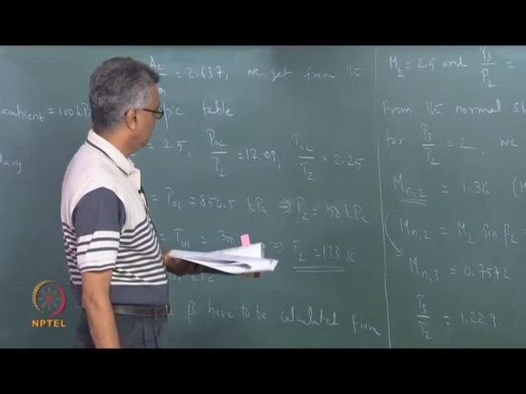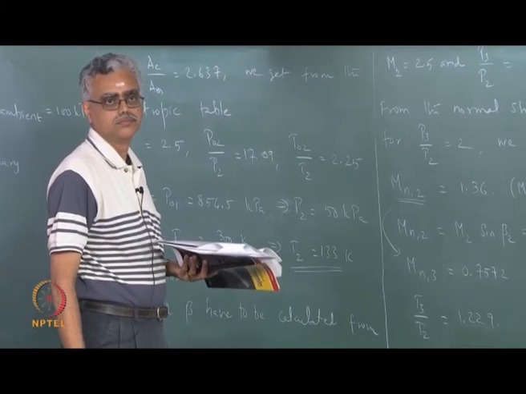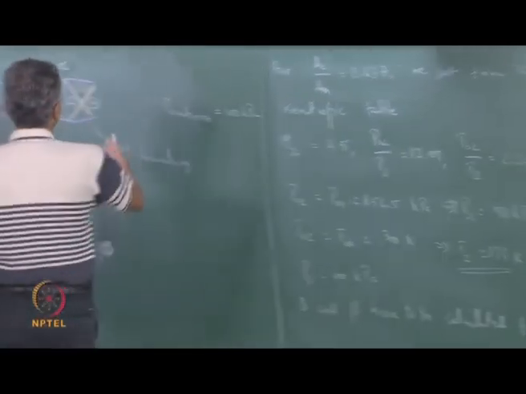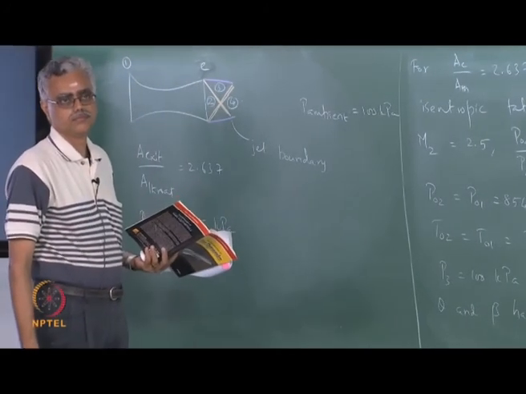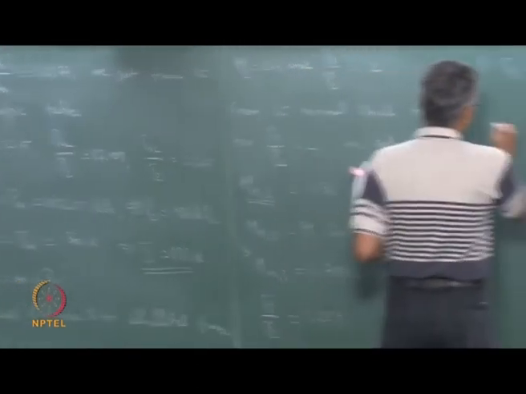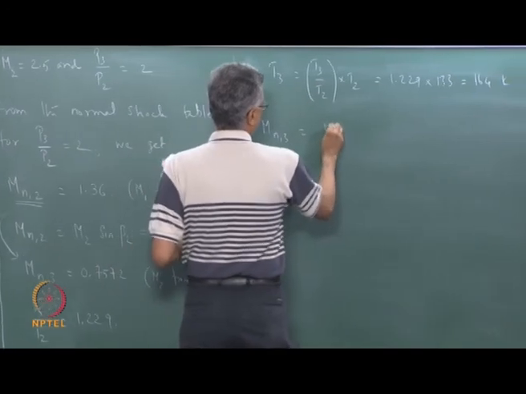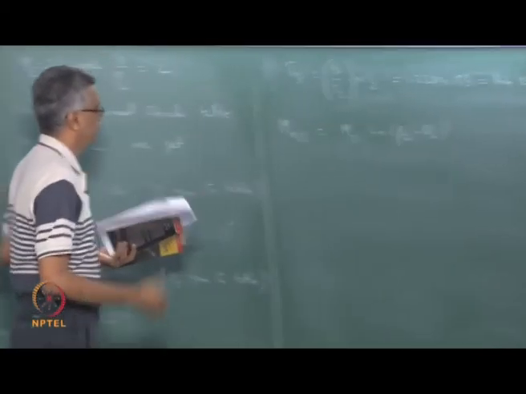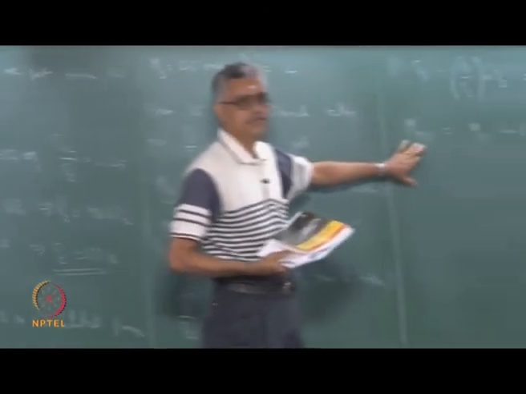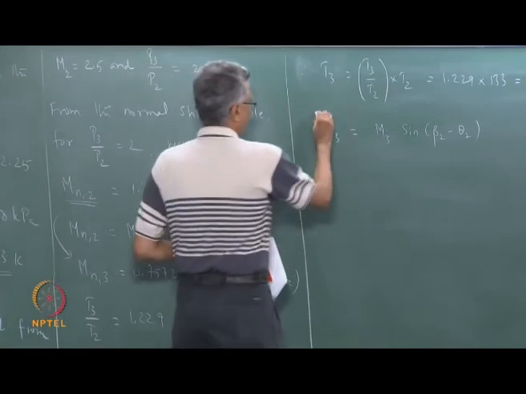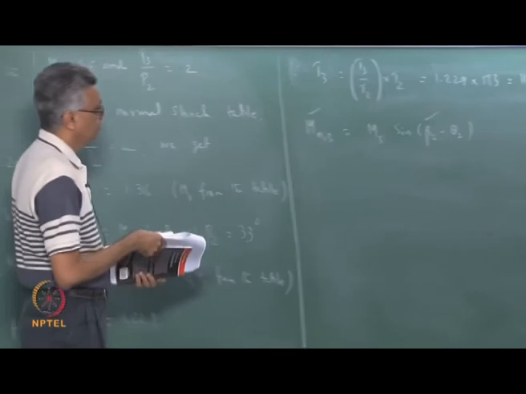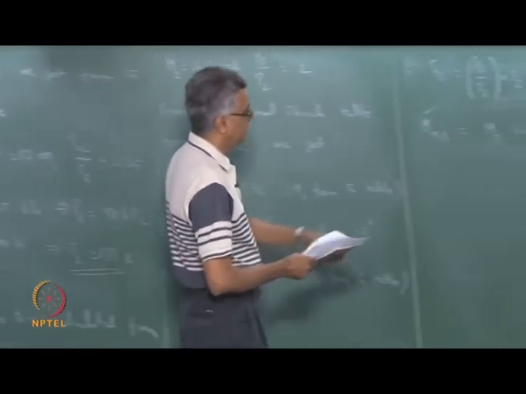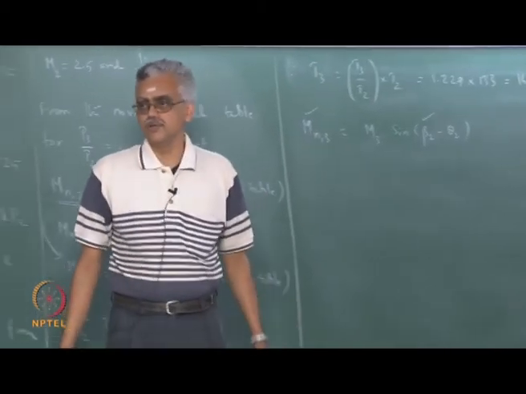Now we still need to calculate M3. How are we going to calculate M3 here? If you are thinking of using this relationship, in fact we are going to use this relationship. Mn3, if you remember from our previous class, is M3 times sine of beta 2 minus theta 2. I know Mn3 from my normal shock table, right? So this is known. This is also known, but I do not know M3 or theta 2. So how are we going to calculate either this or this? That is what we are going to make use of next.